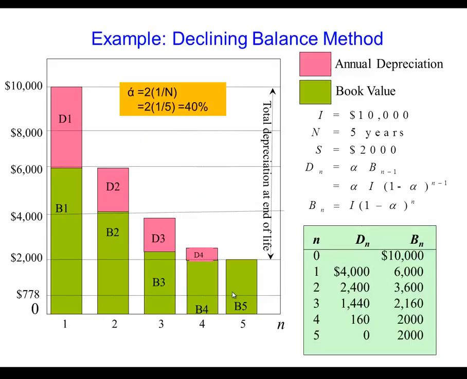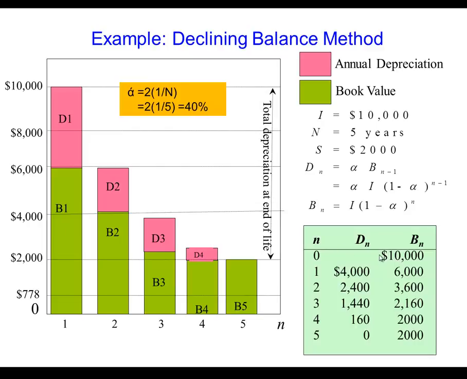Let's look at an example also for the declining balance method to understand more how it's calculated. Again, we have the initial value as $10,000, n is equal to 5 years, and the salvage value is $2,000. In this case, D is equal to alpha multiplied by B at n minus 1, and B is equal to the initial value multiplied by (1 minus alpha) to the power n. Using the upper limit for alpha, alpha is equal to 2 multiplied by 1 divided by n, so alpha is equal to 40%.